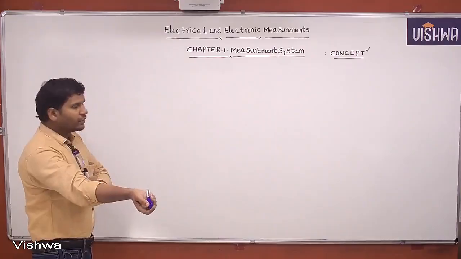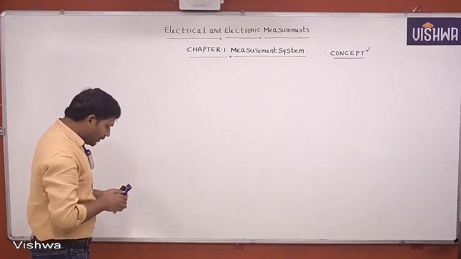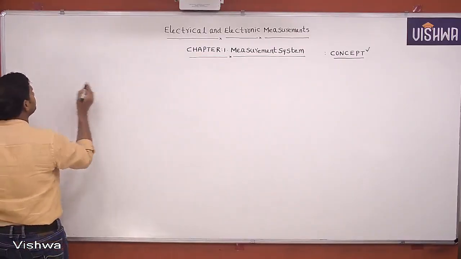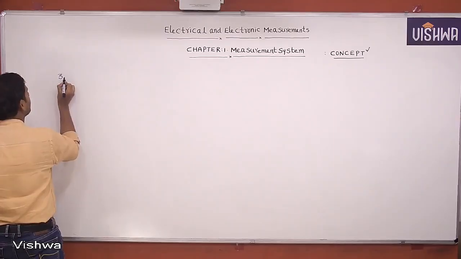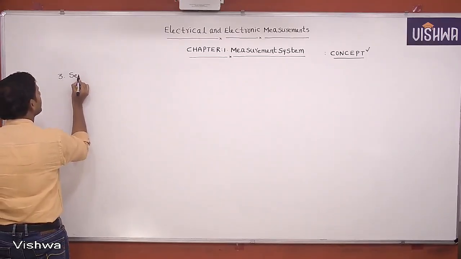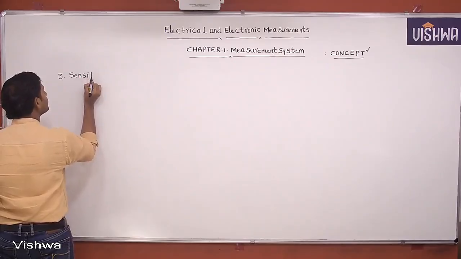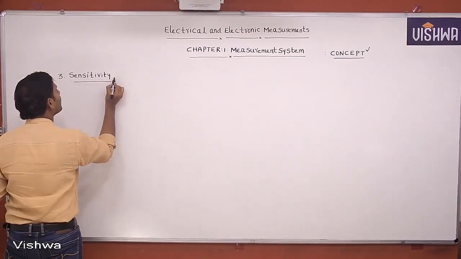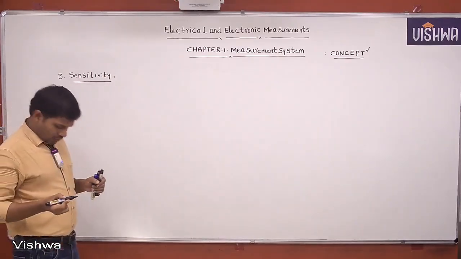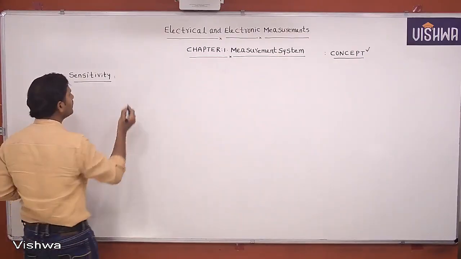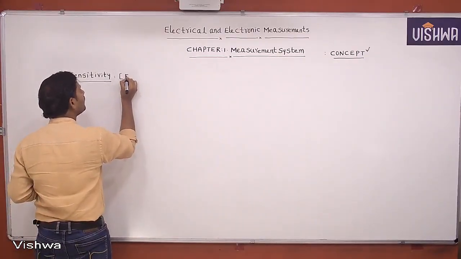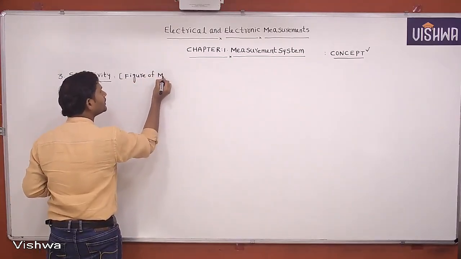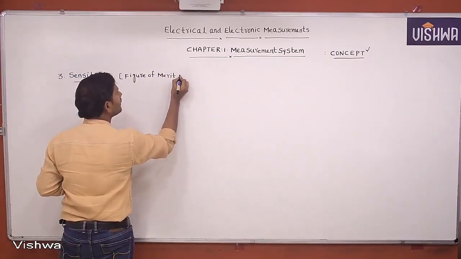Hello friends, we'll see the continuation. Another important characteristic of an instrument is sensitivity. Then how to define the sensitivity of an instrument? The sensitivity is also called figure of merit, that is given as FOM.